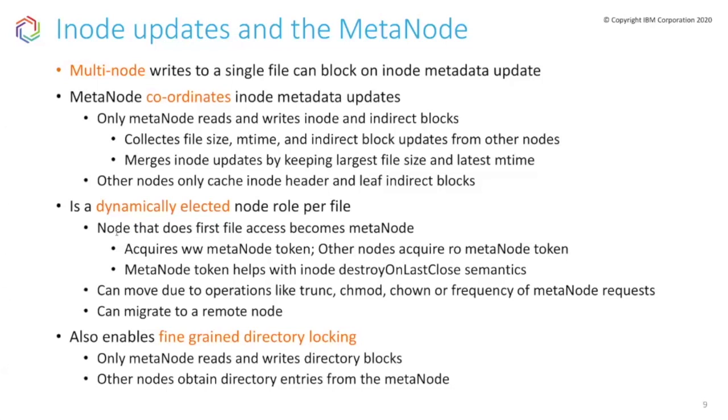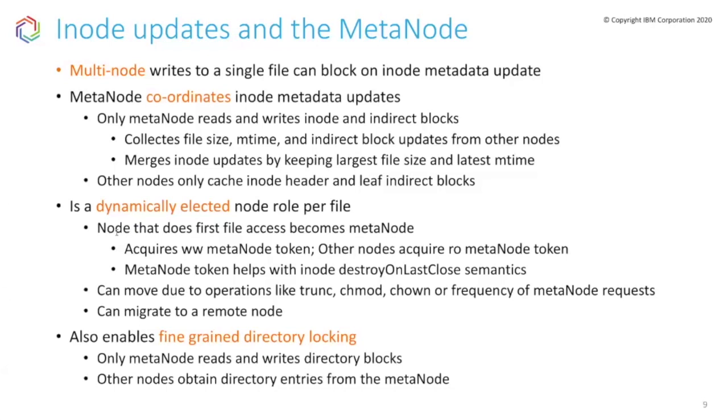So this meta node is elected dynamically, so it's not a pre-configured setup. Any node that starts to operate on a file the first time becomes the meta node for that file, and that meta node role can move to another node depending on what kind of operations are being done on the file. Maybe some other node is doing an operation like chmod, which requires an exclusive lock on the inode. In such a case, the meta node moves to that node.